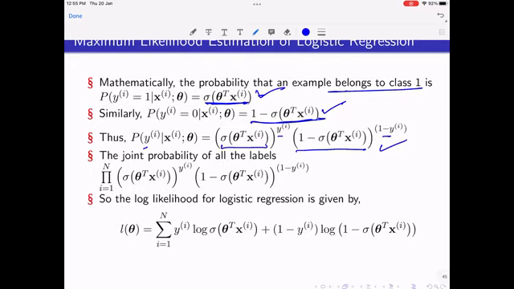Now you find the joint probability, which is just, one second. Yeah. So this is the joint probability of all the labels. Basically, you multiply them, and then you take the log likelihood, and then you have to minimize it, sorry, maximize the log likelihood.